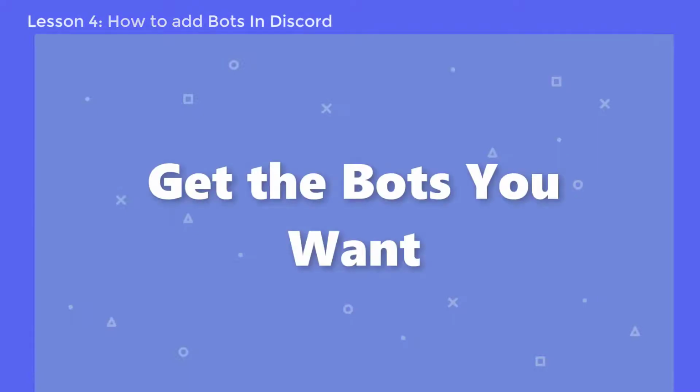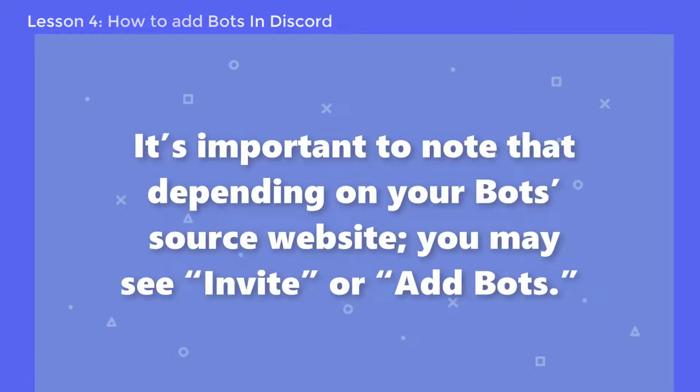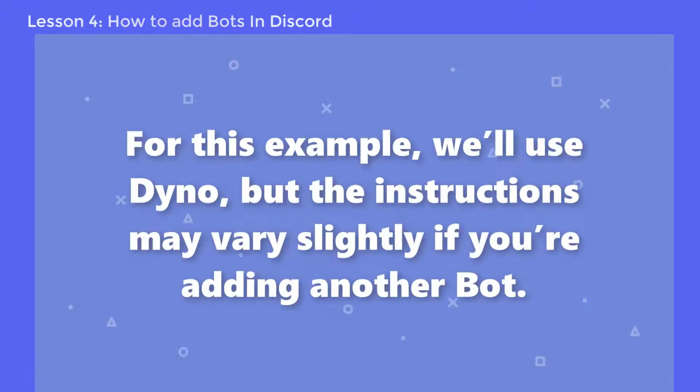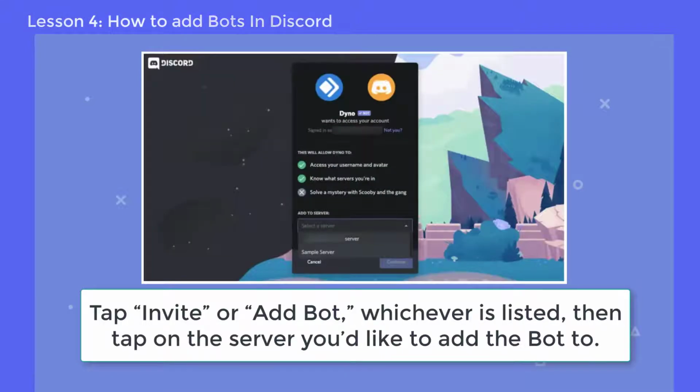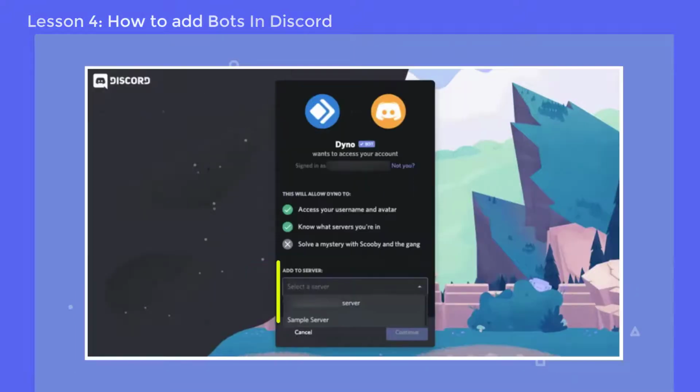Step 2. Get the bots you want. It's important to note that depending on your bot's search website, you may see invite or add bots. For this example, we'll use Dino, but the instructions may vary slightly if you're adding another bot. Find the bot that you'll add to your server and log in using Discord credentials. Tap Invite or Add Bot, whichever is listed, then tap on the server you'd like to add the bot to.